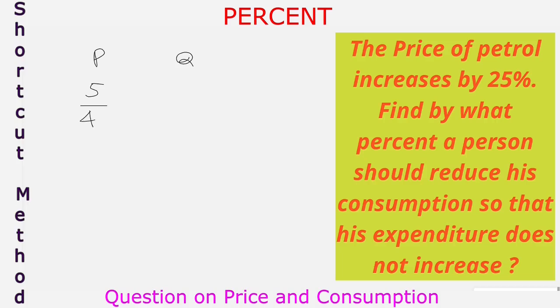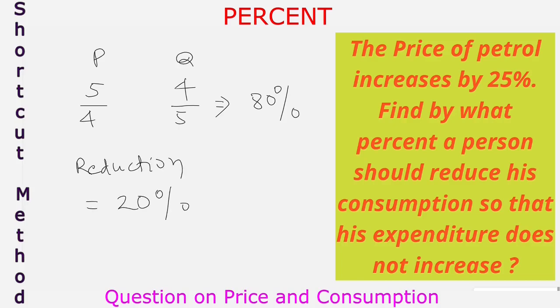Now, if the price has become 5 over 4, then the quantity should become 4 upon 5, the reciprocal of it. It means that the quantity should become 4 upon 5, which is 80%. Now the quantity should become 80% so as to have the final expenditure to be equal to initial expenditure. It means that there should be reduction in the consumption by 20%.